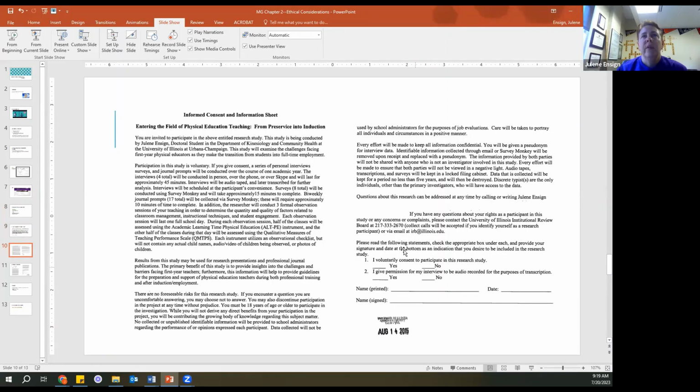This is an example of an informed consent. You can see, participation in this study is voluntary. It talks about the risks, rewards, results, how I'm going to use the results, and that there are no foreseeable risks. And then there are signature lines here, printed and signed.